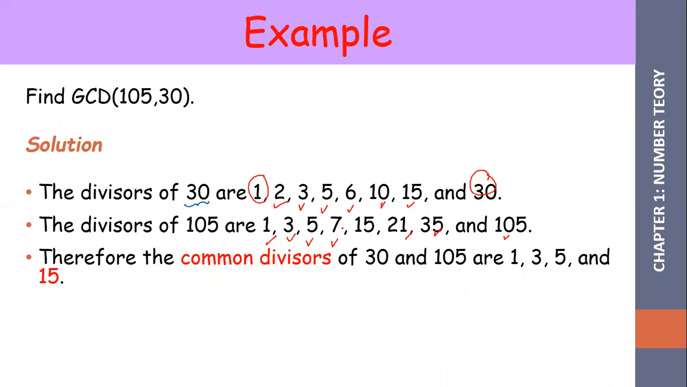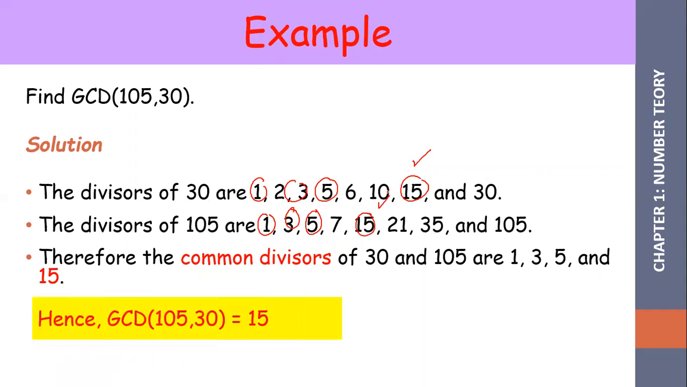Okay, so let's see the common divisors of 30 and 105. The common divisors of 30 and 105 are 1, 3, 5, and also 15. But we are interested in the greatest common divisor of 105 and 30. So what is the greatest common divisor? It is 15. So GCD(105, 30) is equal to 15.